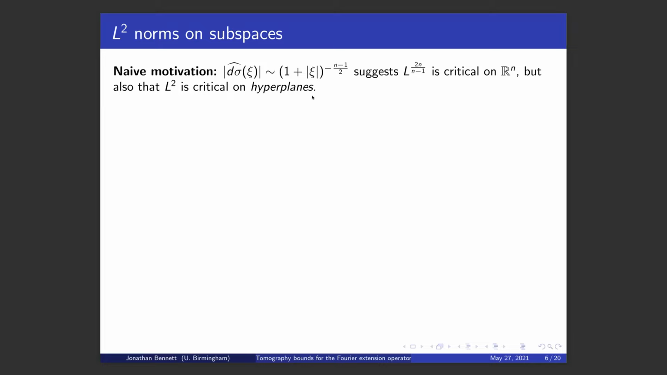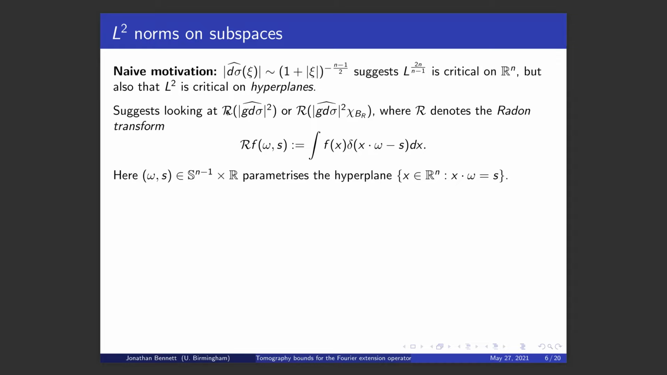So from the point of view of keeping L^2 in the picture, it's natural to restrict g dσ-hat, the extension operator, to hyperplanes and consider estimates on those. So that suggests, I claim, looking at the Radon transform of |g dσ-hat|^2, or for reasons of finiteness rather, a similar thing, but where we have a cutoff here. So this is the characteristic function of some large ball of radius R. And the idea is that we tolerate a small amount of growth, what is effectively logarithmic in that truncation parameter. And otherwise, this just generally isn't finite, even with g being identically one because of this fact.